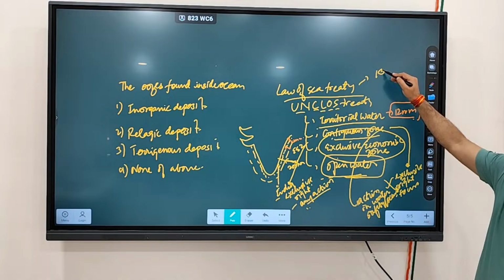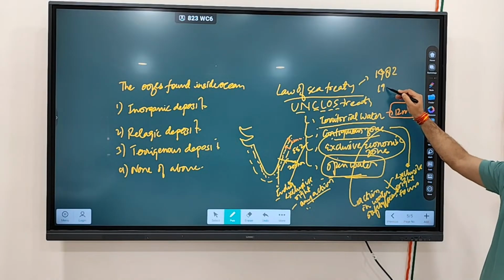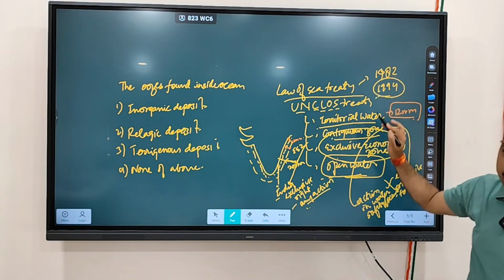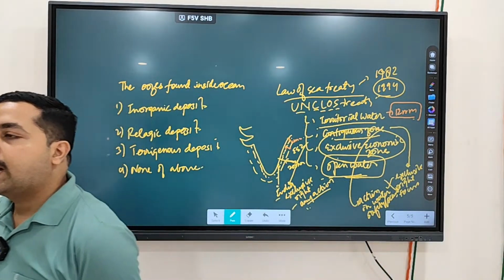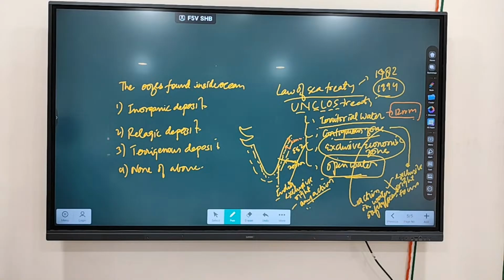This treaty was signed in 1982 and has entered into force since when? Since 1994. It is somewhere around 18 kilometers. One nautical mile is roughly 1.4 kilometers, somewhere around that.